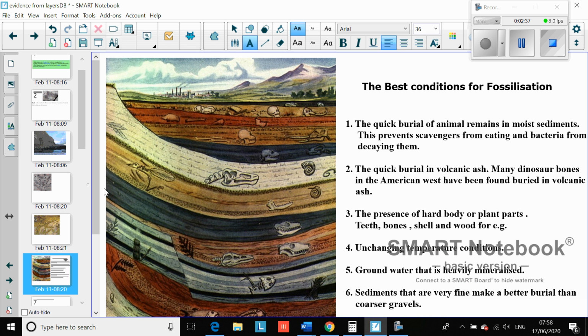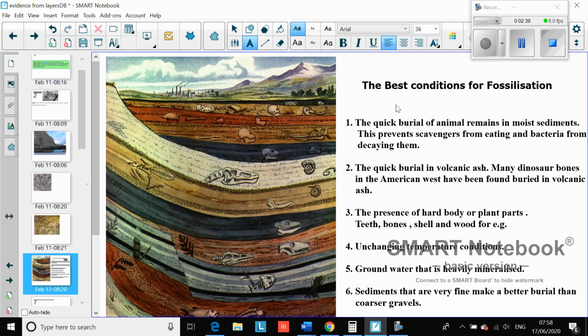Okay, so I'm just going to quickly go through this description with you, and then I'm going to set you about your second task of the day. So, the best conditions for fossilization. Okay, so the quick burial of animal remains in moist sediments. This prevents scavengers from eating and bacteria from decaying them.